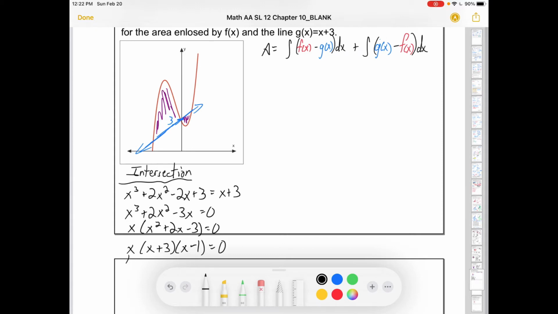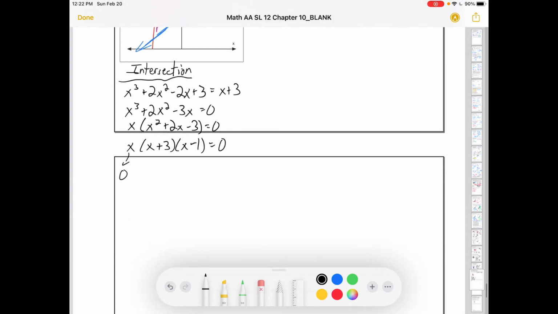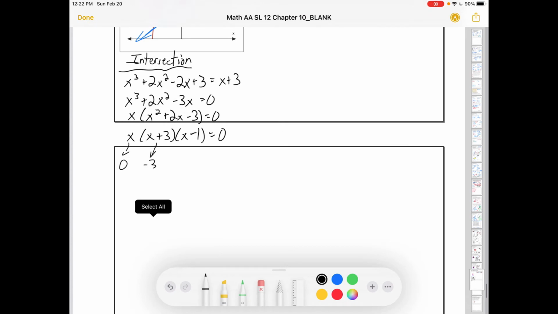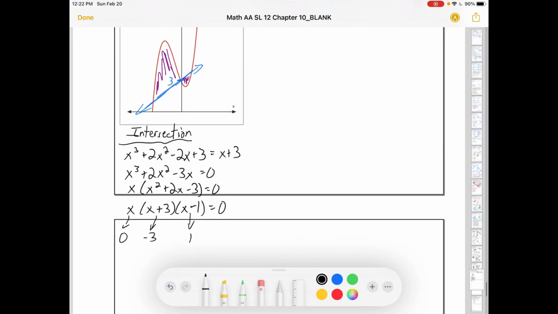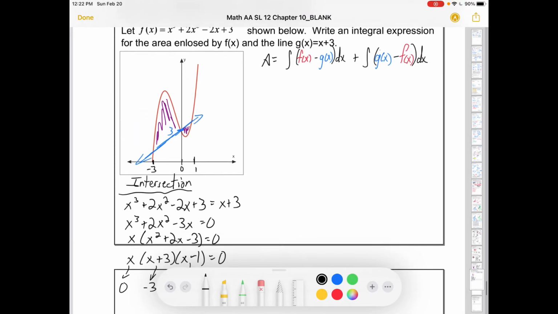Once I factor all the way, I'll find out that there are answers of 0, of negative 3, and of positive 1. Those are the x values of intersection. I don't actually care that much about the y values. It may look a hair different when we graph it on the GDC. But what we now know is that for that first section, where the cubic's on top, that's going from negative 3 to 0. And for the second section, where the linear's on top, it's from 0 to 1.